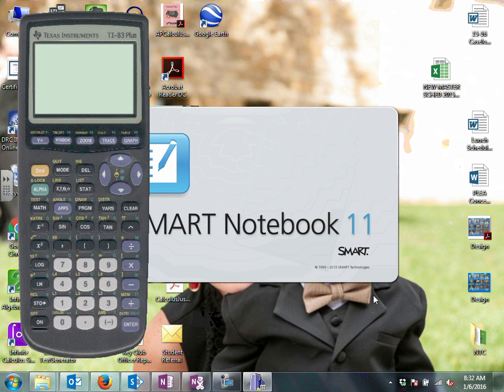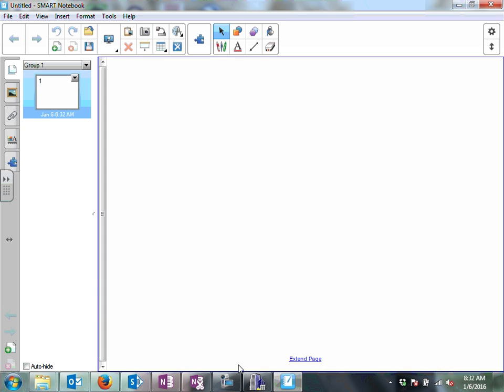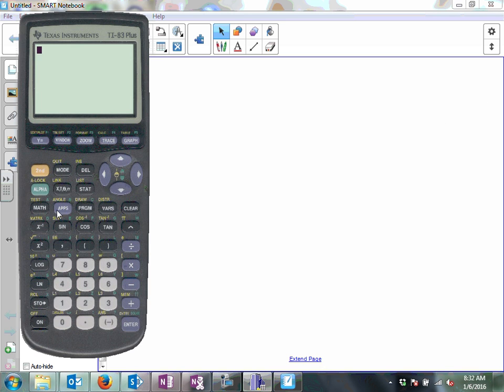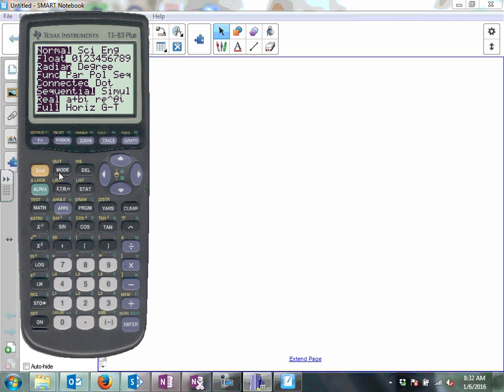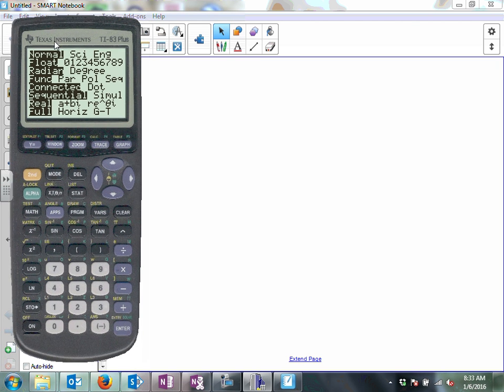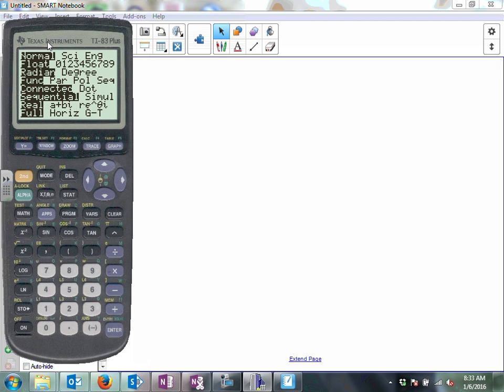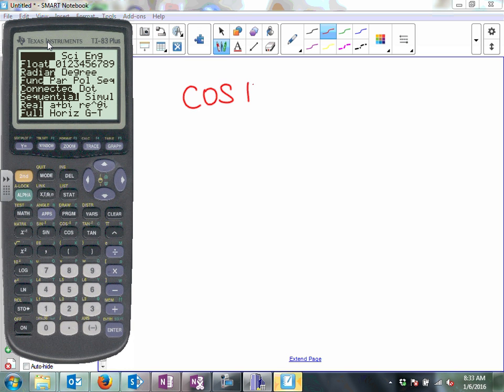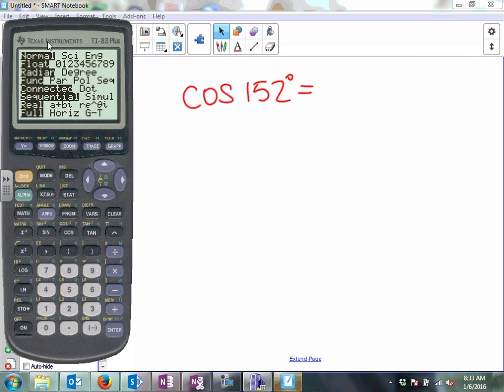Okay, the first thing we need to do is check our mode. Okay? Go to mode. You have radian and degree. Okay? If I ask you to evaluate the cosine of 152 degrees, what mode should we be in? Degree. Okay, so let's get there.